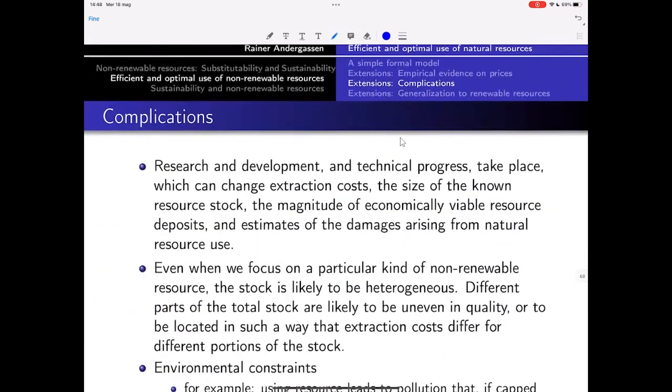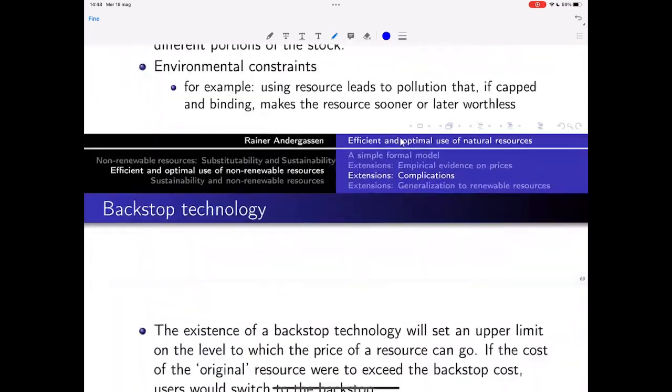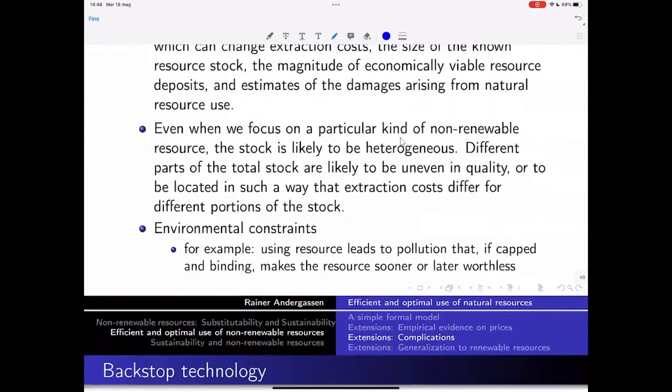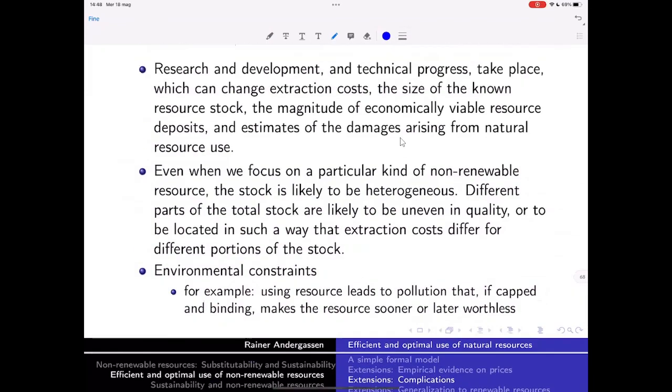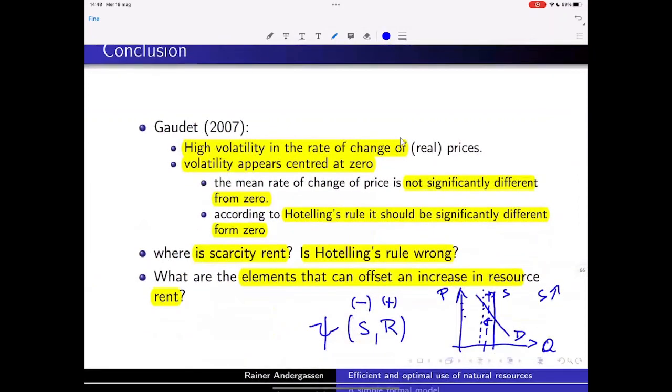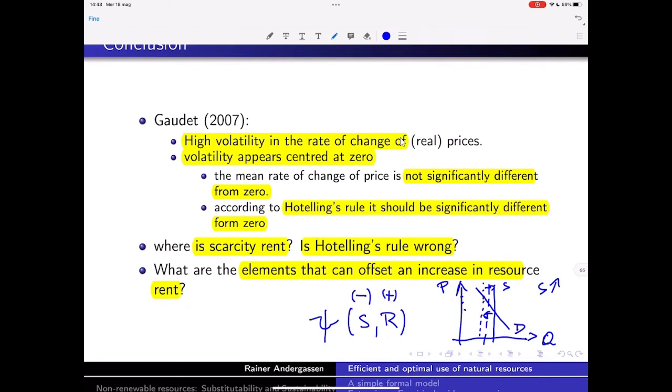Is it clear? Any questions so far? Is it convincing? Any other thoughts on this? No thoughts. Okay, great.